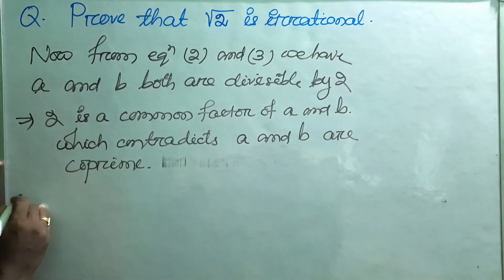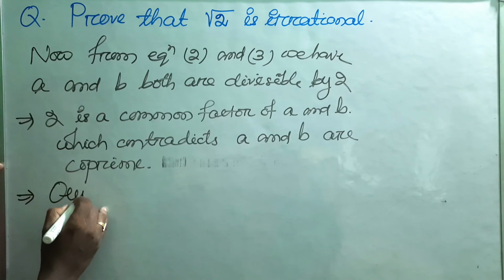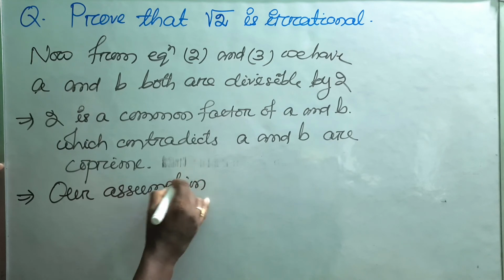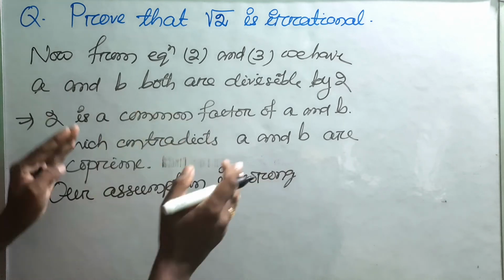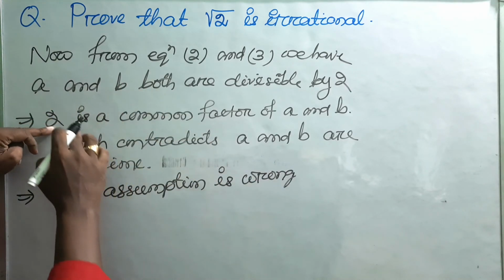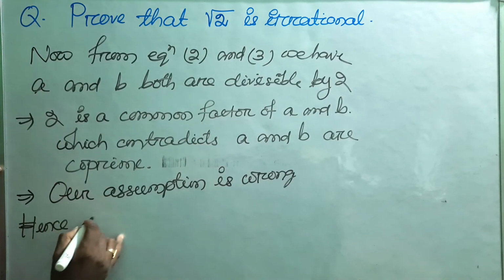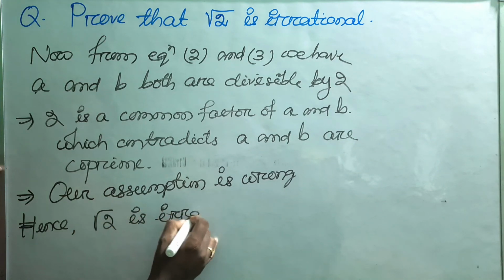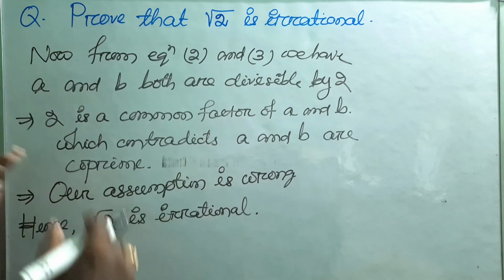So you can write hence, this implies our assumption is wrong. What we have assumed is wrong. That is why we are getting a contradictory result. So this implies, or you can write hence, root 2 is irrational. It is not rational, it is irrational.